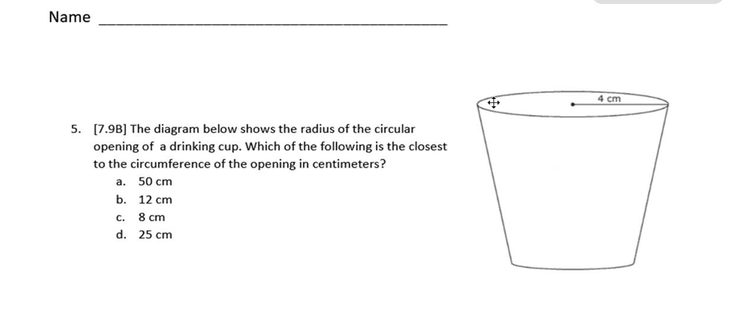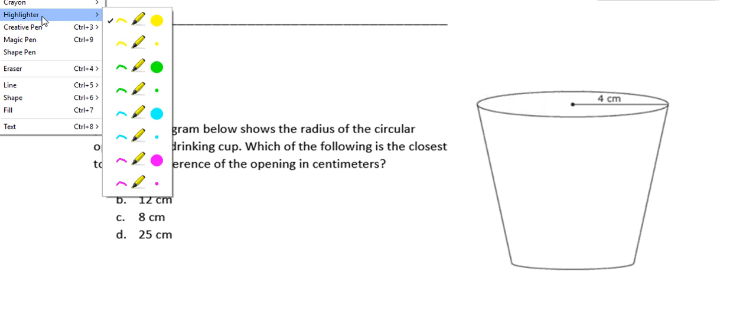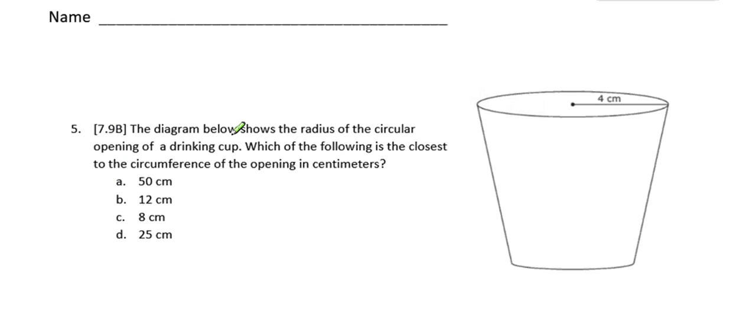Question number 5 is an example of a problem that shows you one picture, but the question is about something else. So let me grab a highlighter, and it's about the radius of a circle and circumference. It's asking you for the circumference of a circle. So even though it's a picture of a cup, this problem is really about circumference.